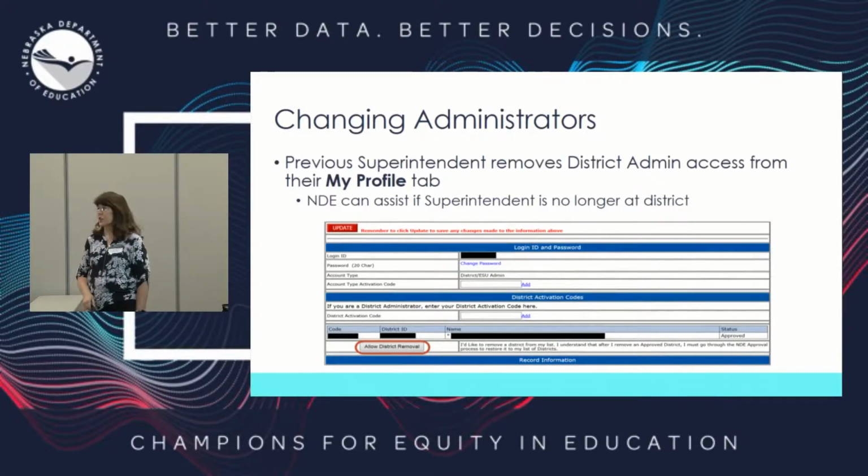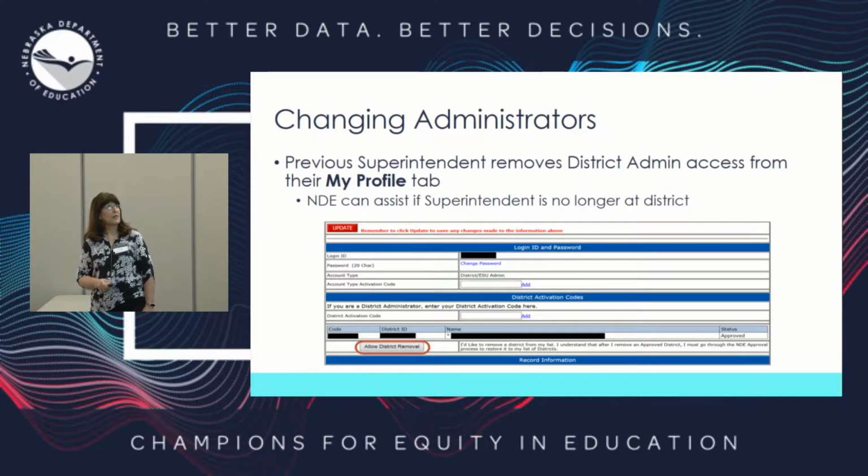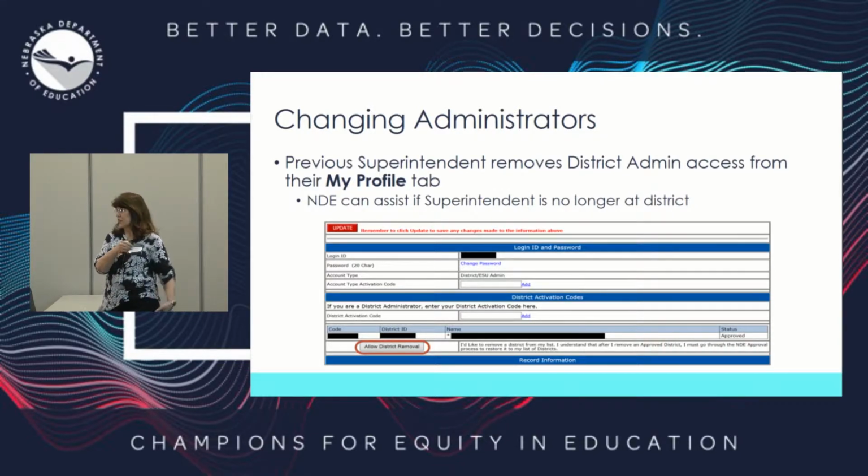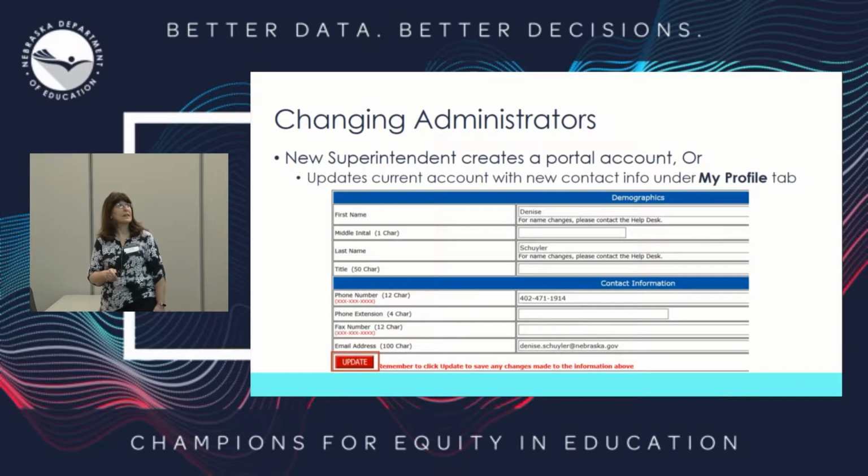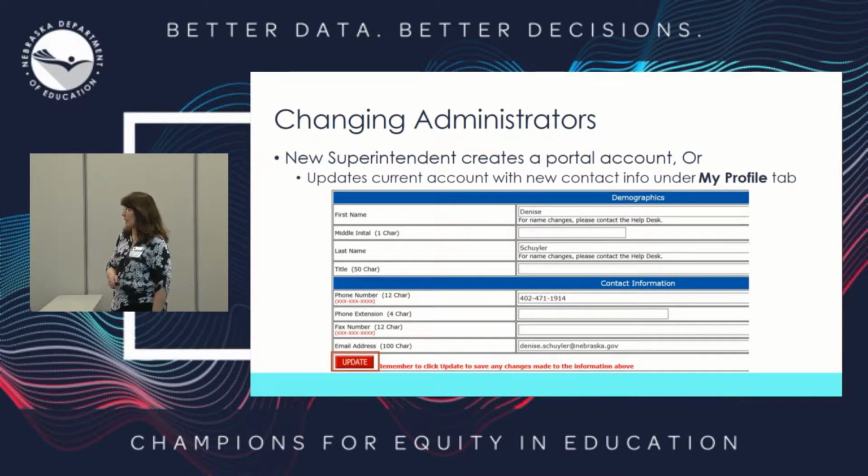Remove your district approval. There's only one district administrator. The current one needs to remove their access before the new one can add it for them. If that isn't done and the district administrator leaves, NDE can help you remove those accesses. The new superintendent that comes in will create a new portal account.